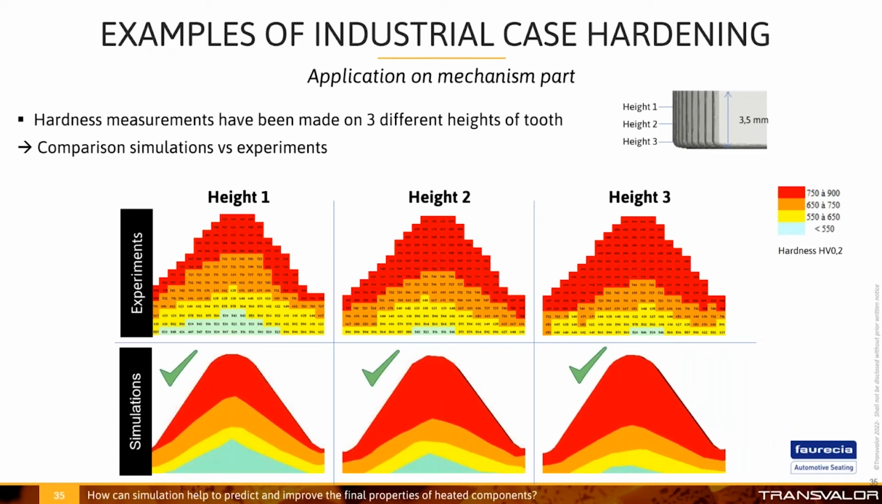We compare the simulation results with the ones obtained experimentally, and we can see here that for height 1 we have the same distribution for the hardness. It is very important for the client to guarantee the final mechanical properties, to be sure that the part will get the appropriate properties. Here we can see the hardness distribution on height 2 and at the end on height 3. Experimental results fit very well with simulations.